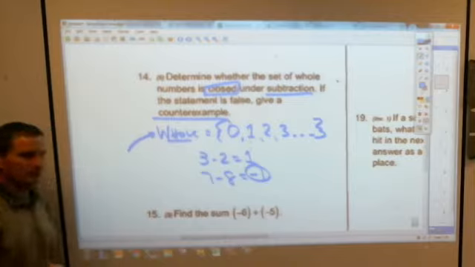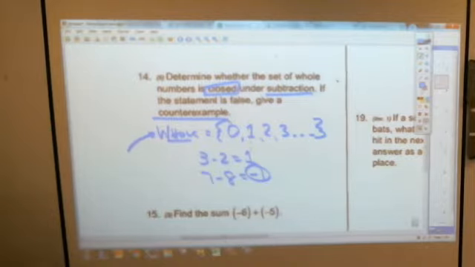A counterexample means an example that proves something is false. You have countered. It's like in the debate with J.B. Pritzker and Bruce Rauner. When you try to prove their statement false, you give a counterpoint to that.